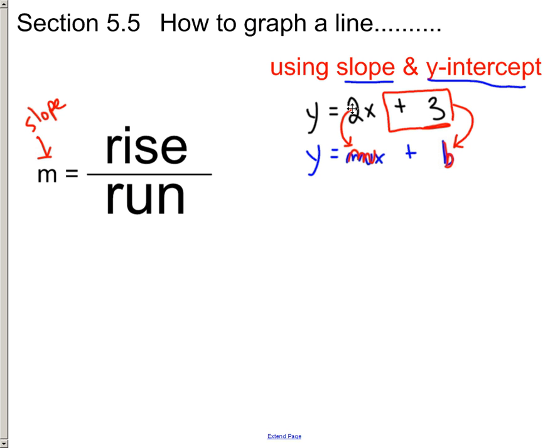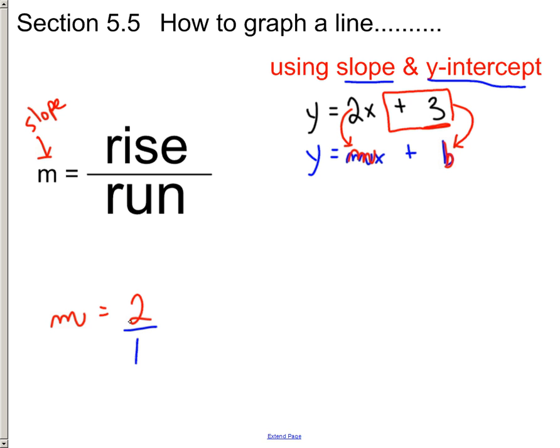Now, the slope is usually split into two parts. We want to take any number and make it into a fraction. If you notice, 2 is not a fraction. So how can I make 2 into a fraction? It's a whole number, an integer. Put a 1 under it.